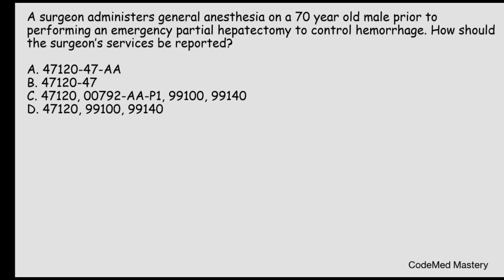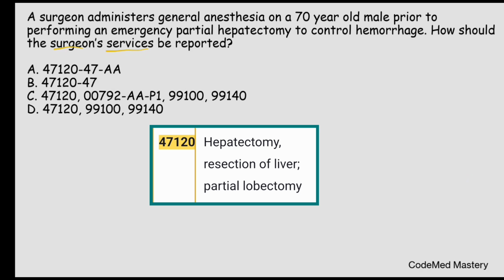Read the question. A surgeon administers general anesthesia on a 70-year-old male prior to performing an emergency partial hepatectomy to control hemorrhage. How should surgeon services be reported? So here they are asking for surgeon's services. In option A, B, C and D, they have given the code 47120. 47120 is for hepatectomy, resection of liver, partial lobectomy. In the scenario, they have mentioned partial hepatectomy to control hemorrhage. Therefore, 47120 is the right code.